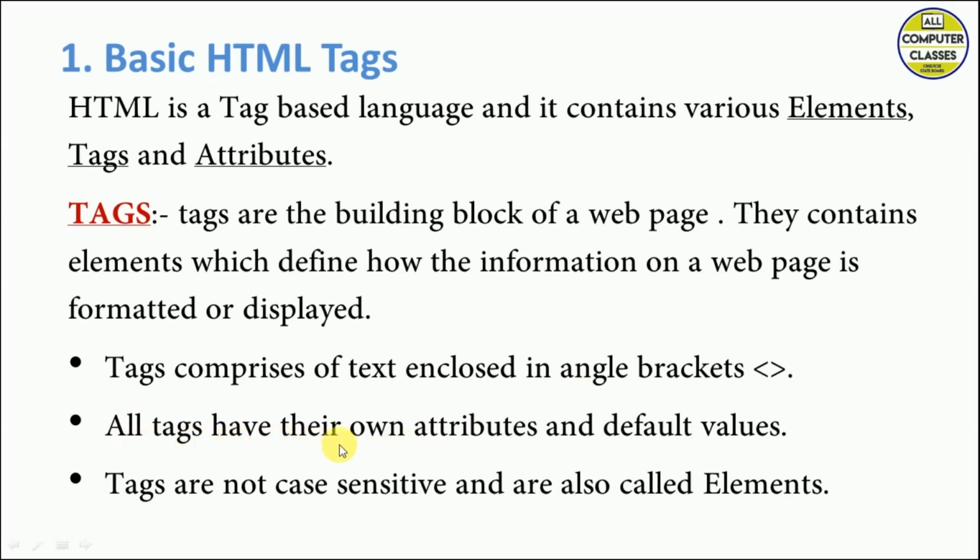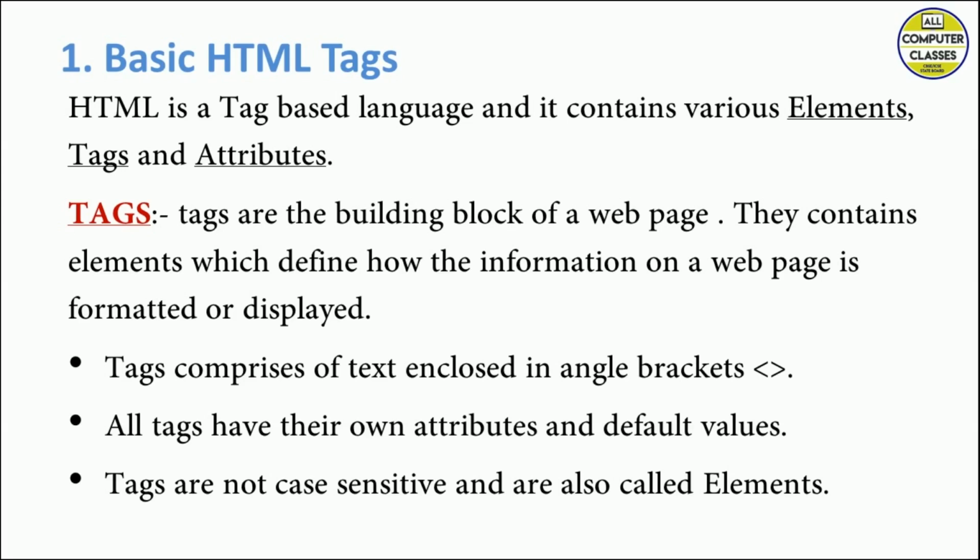All the tags have their own attributes and default values. Let's understand this. For example, you have a book. What all defines that book? The book's name, the book's author, number of pages, subject, cost. All these things define that book. The things which define the book are called attributes, and all the attributes will have values.